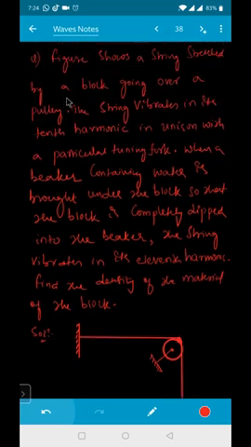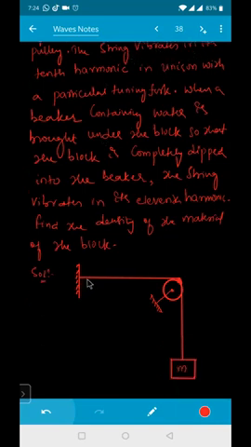See this question once again. The figure shows a string which has been stretched by a block going over a pulley. This is a string passing through the pulley connected to the block. The string vibrates in its 10th harmonic, in unison with a particular tuning fork. Unison means same. If the frequency of the first one and the second one are the same, that is known as unison. When a beaker containing water is brought under the block so that the block is completely dipped into the water, the string vibrates in the 11th mode. Find the density of the material of the block.